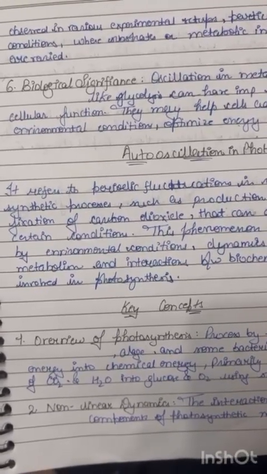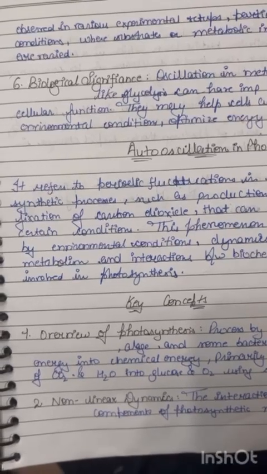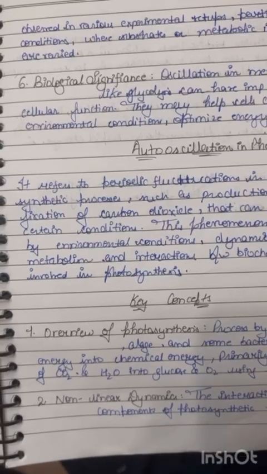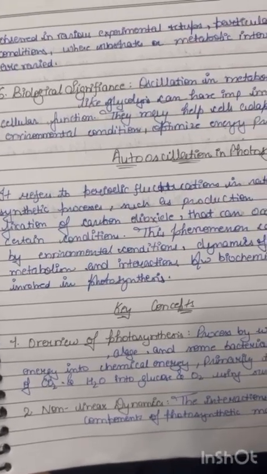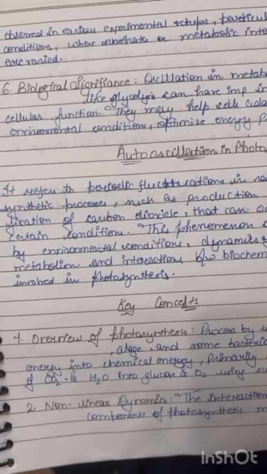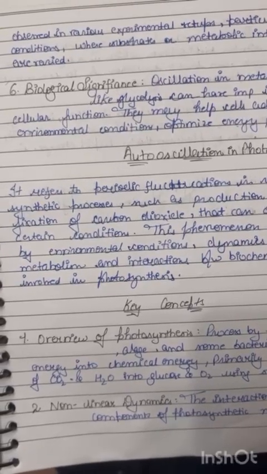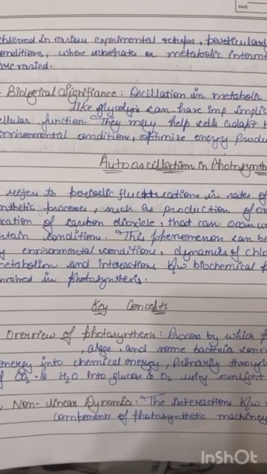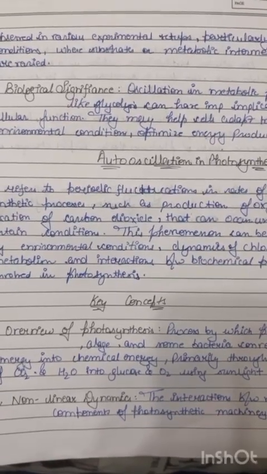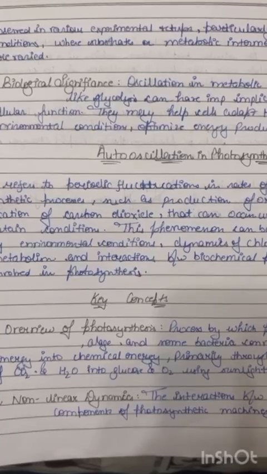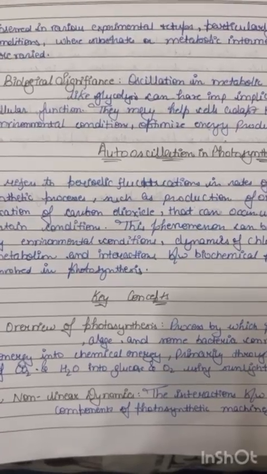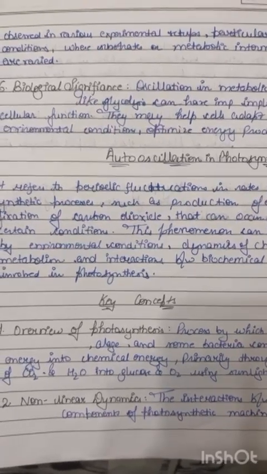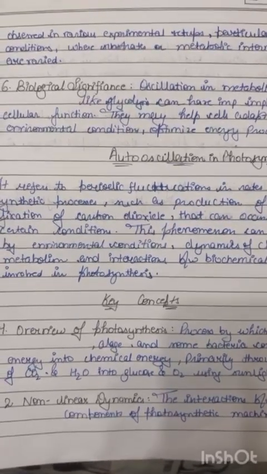Photosynthesis is the process by which plants, algae, and some bacteria convert light into chemical energy, primarily through conversion of CO2 and H2O into glucose and O2 using sunlight. There are two types of reactions. One is light-dependent reactions. These reactions occur in the thylakoid membranes of the chloroplast and involve the absorption of light by chlorophyll, leading to the generation of ATP and NADPH. The rate of these reactions can fluctuate based on light intensity and quality.